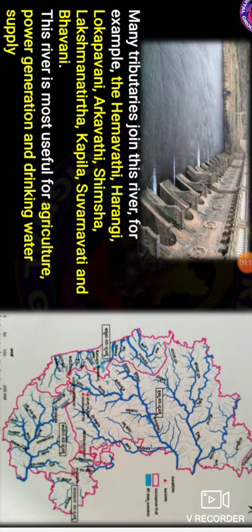And this river is most useful for agriculture. The Kaveri River is the main and important river in Karnataka. This water is very useful for agriculture. And the Kaveri River is also used for power generation and for the drinking water supply in Karnataka.